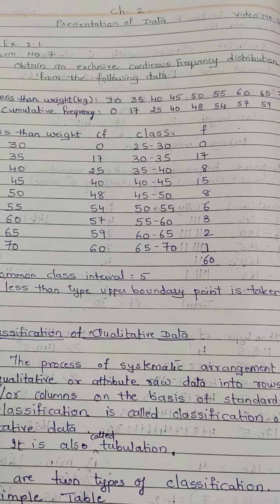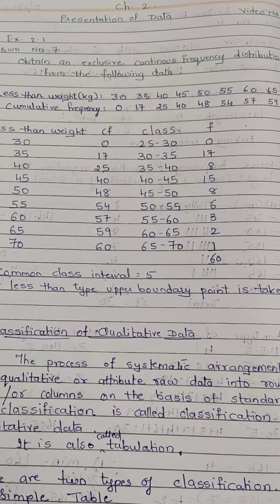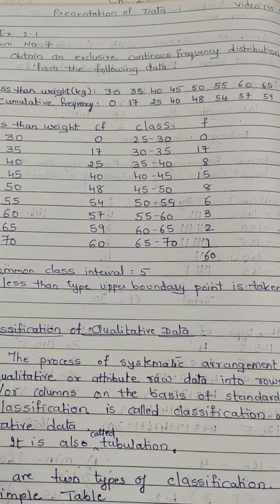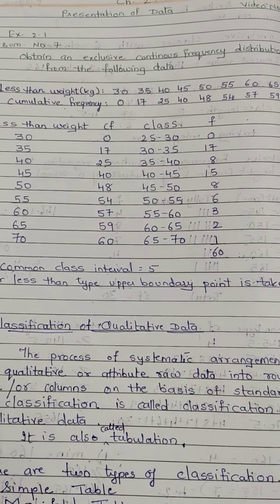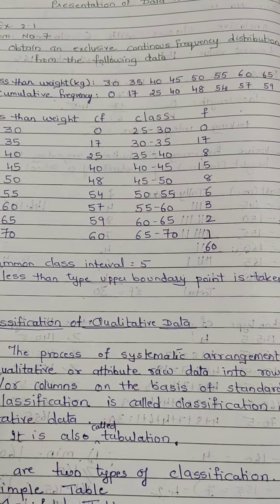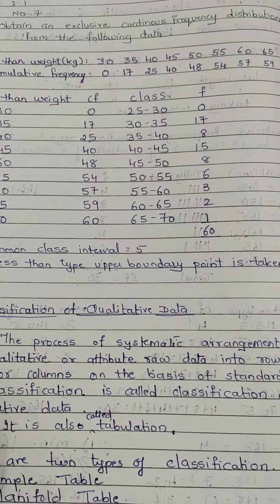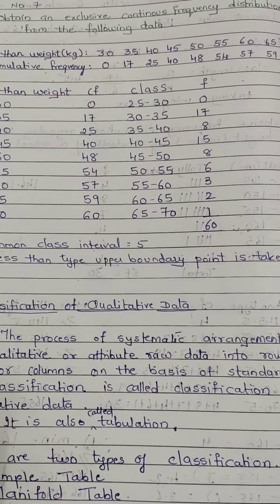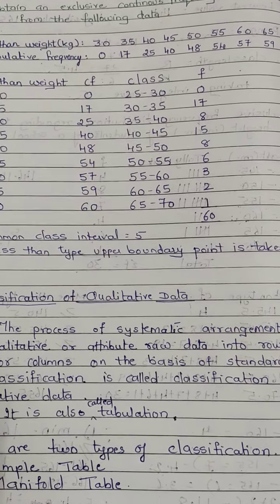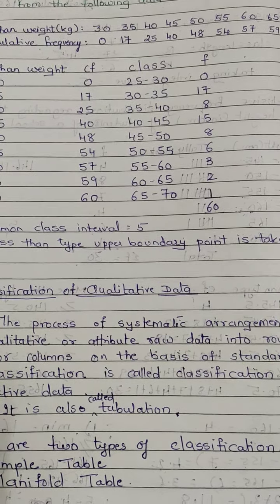Here we are going to see one sum where less than type of cumulative frequency distribution is given to you, and from that you are supposed to prepare your original frequency distribution. As already we have studied and you all know that for getting less than type of cumulative frequency distribution, we take upper boundary points and we go on adding the frequency up to the given value of observations.